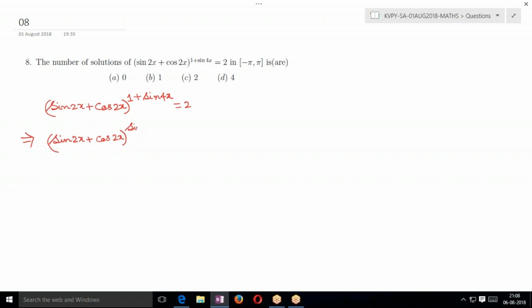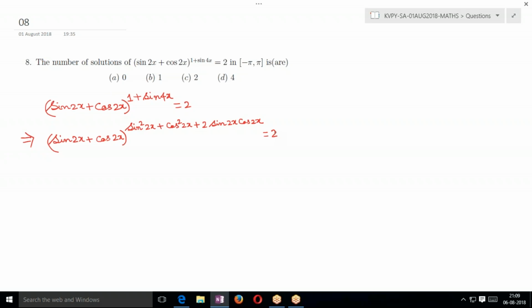sin square 2x plus cos square 2x, and sin 4x, as you know, sin 2 theta equals 2 sin theta cos theta. So we can write sin 4x as 2 sin 2x cos 2x. Now if you look into this, the exponent is sin square 2x plus cos square 2x plus 2 sin 2x cos 2x.